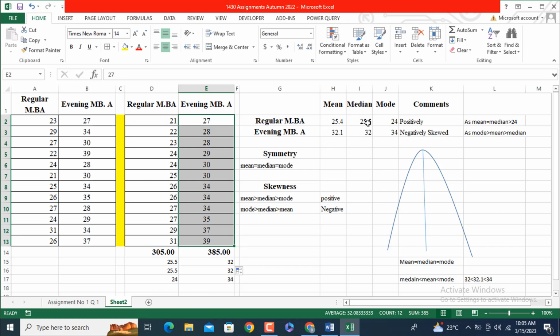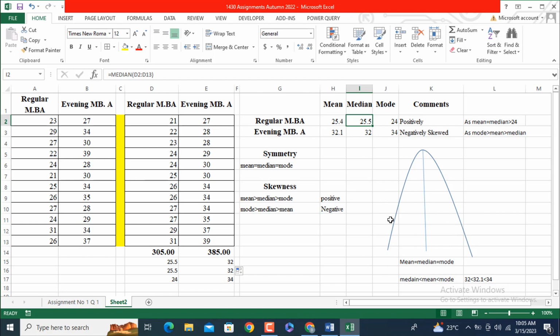Now for the median, I am going to use a formula here. Median is equal to D2 to D11 for this series, and for this series 32 and 24, 34. Further I am going to show this diagram in order to pass our comments regarding the skewness and symmetry. Look at this diagram.